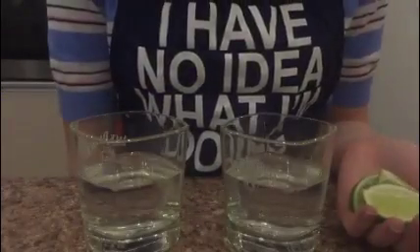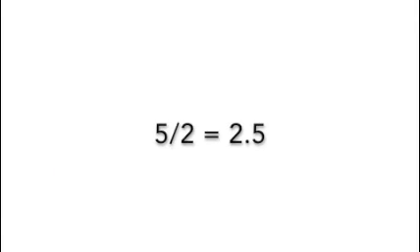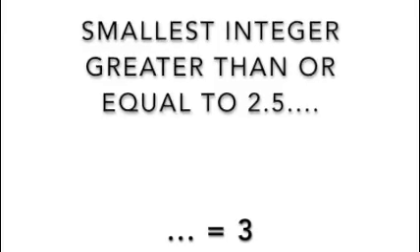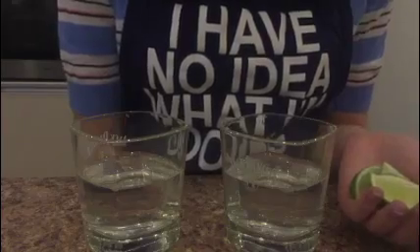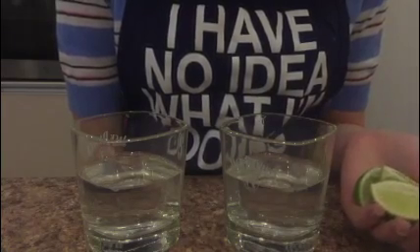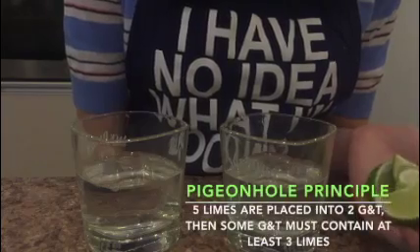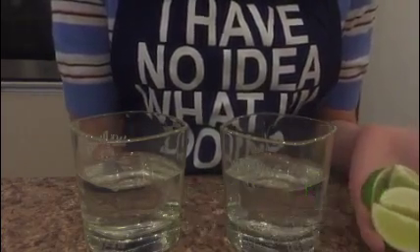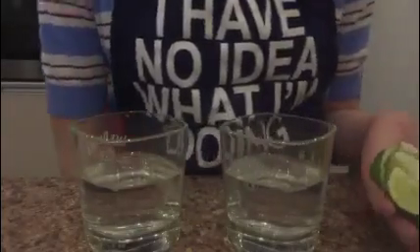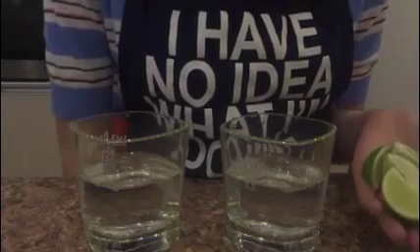So now let's think about what the ceiling of 5 over 2 would be. Well, 5 over 2 is equal to 2.5, and the smallest integer that is greater than or equal to 2.5 is equal to 3. So what our pigeonhole principle is actually stating in the context of gin and tonics is that if 5 limes are placed into 2 gin and tonics, then some gin and tonic must contain at least 3 limes. So now let's demonstrate this by actually placing our 5 limes into our 2 gin and tonics.